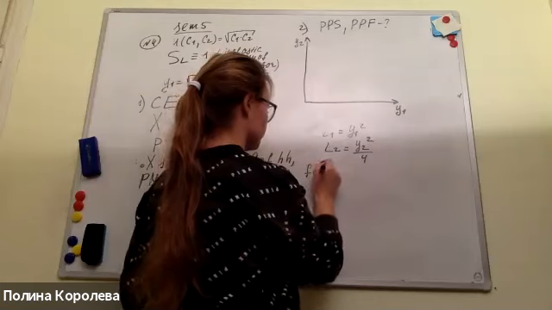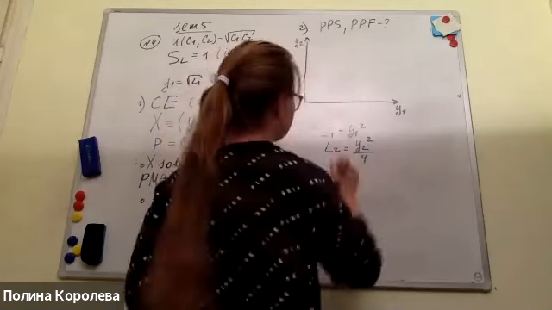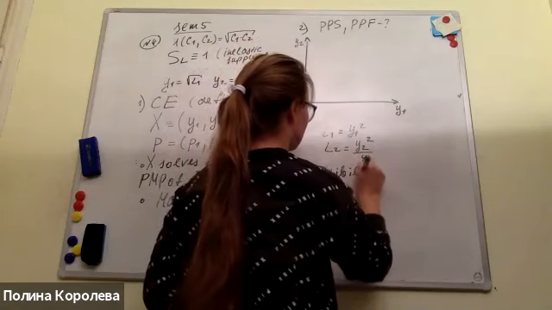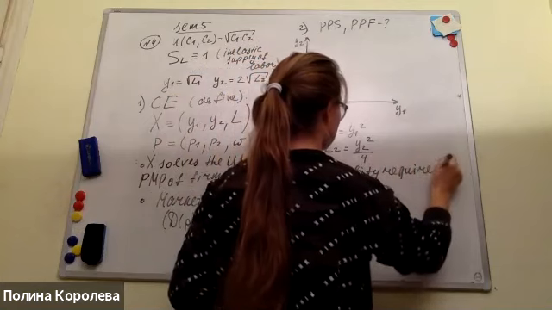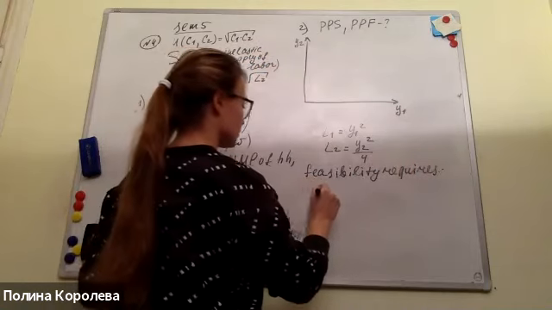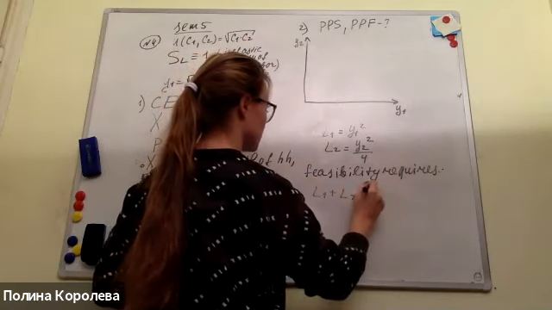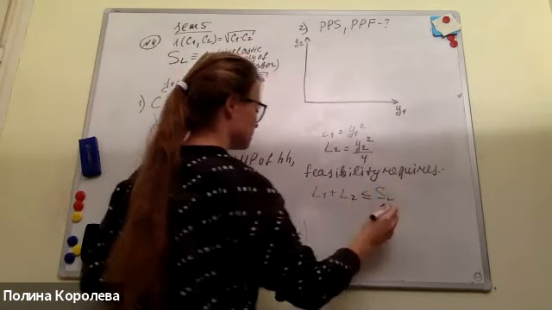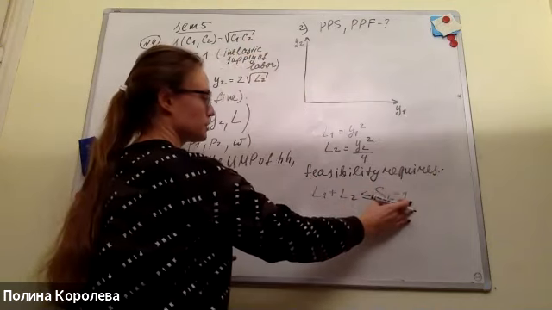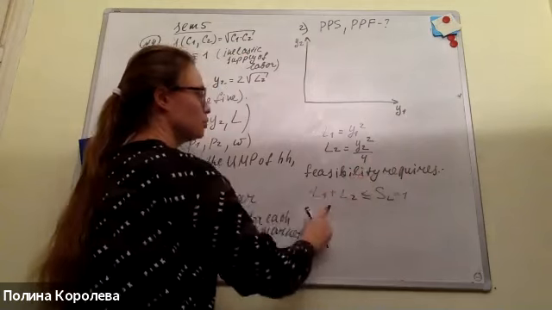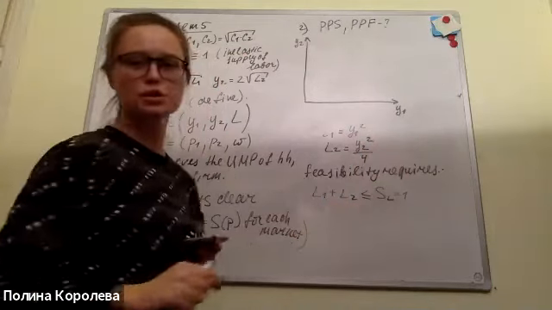Feasibility requires that we do not have more than 1. L1 plus L2 should be less than or equal to the supply of labor, which equals 1. So this is our resource constraint. Put our technologies into the resource constraint and we will get the production possibility set.